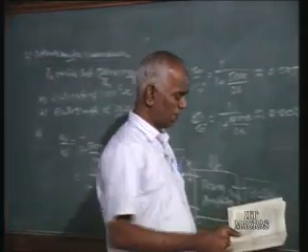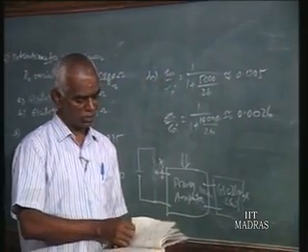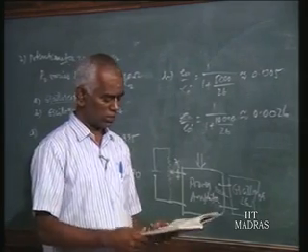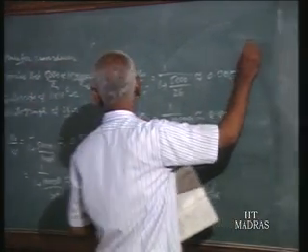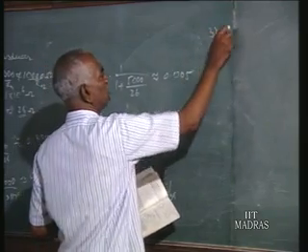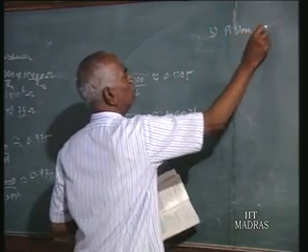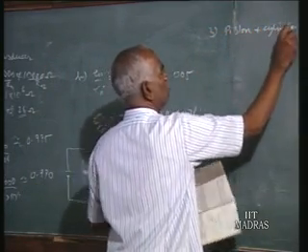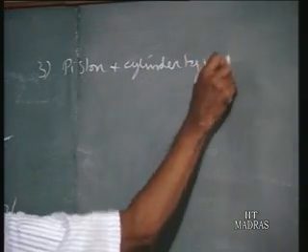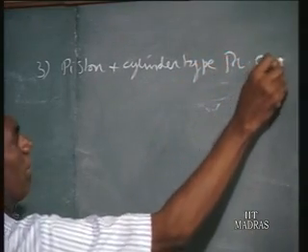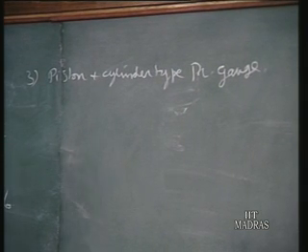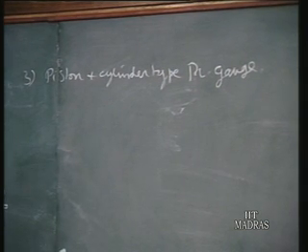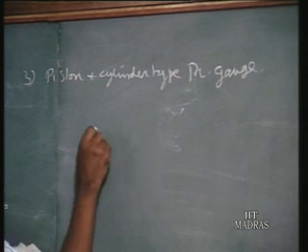For this we take the same conventional example we have been seeing from the very beginning, a piston and cylinder type pressure gauge. That is, say, the third problem: piston and cylinder type pressure gauge. The given values are... it looks like this. The diagram is like this.